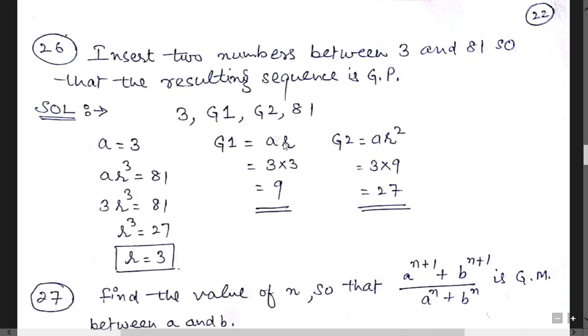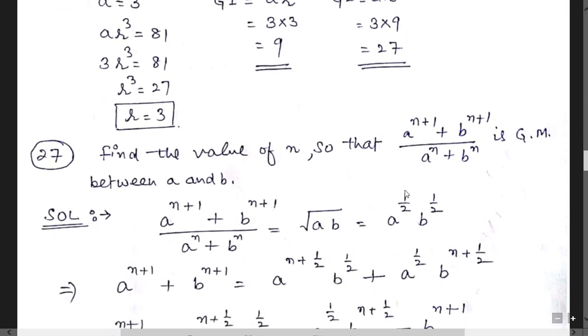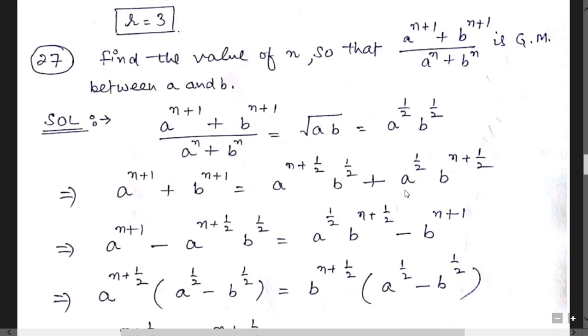Now what about G1? G1 can be written as AR because it is second term. 3 into 3 it's 9. Similarly, AR square it's 3 into 9, 27. This type of question was also there in arithmetic progression and also in geometric progression.